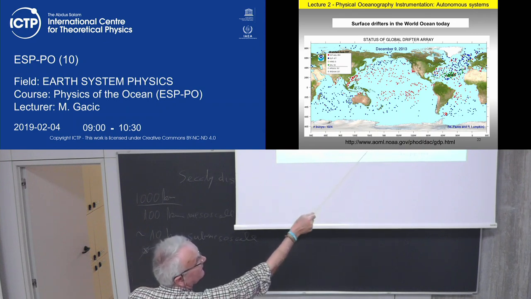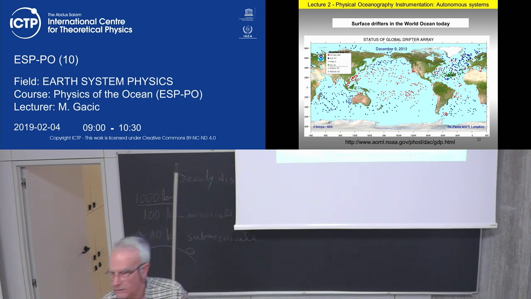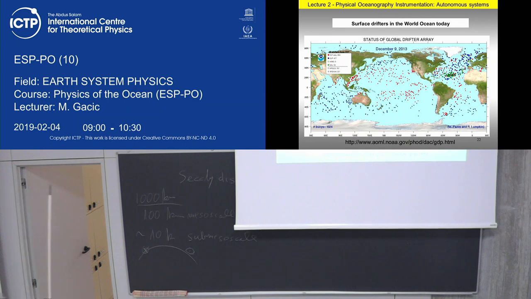In addition, you can see that there are a number of drifters which are also measuring salinity. They are all distributed in a way that allows real-time transmission. And this is how the world ocean has been controlled or observed using the global drifter array. Obviously, if you look at another time, it's not only that you will have new drifters, but you will also have different positions of these drifters, because obviously they are moving back and forth.